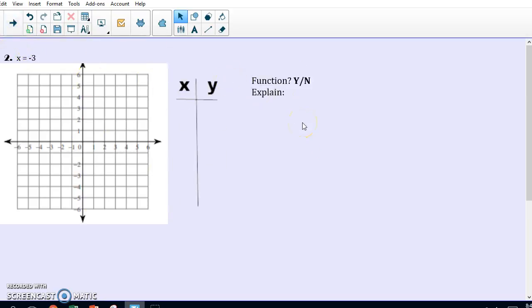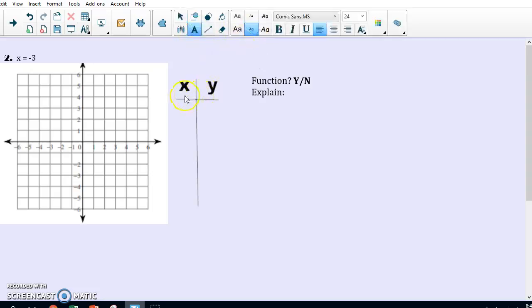Let's look at example 2. In this example, we have x equals -3. With x equals -3, if I put some of those values into our table, I already know our x values are going to be -3. So a y value can go along with that, could be any y value. Let's start at 0. So I'm going to plot the point (-3, 0). So -1, -2, -3, 0. My point will be right here.